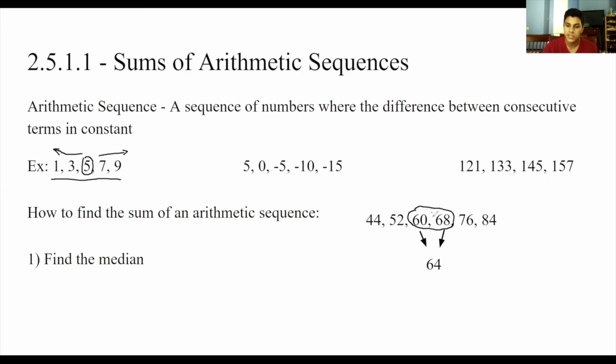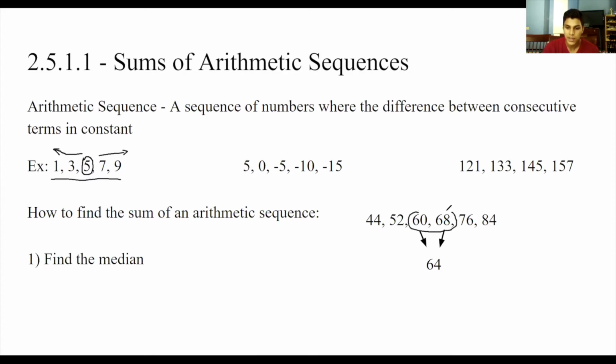There's no single middle number. So when we have an odd number of numbers in an arithmetic sequence, you will have a median. That's just one of the numbers. But when there's an even number of terms in an arithmetic sequence, like this one, you're going to have 2 middle numbers.